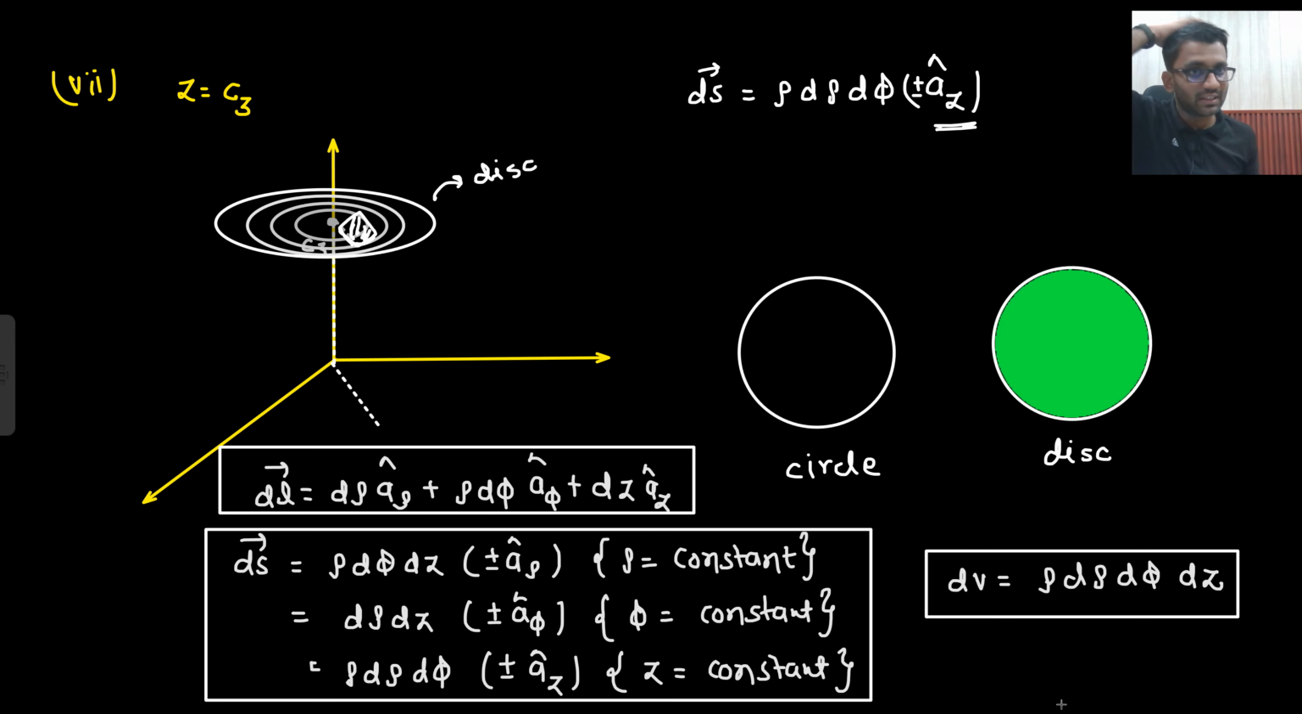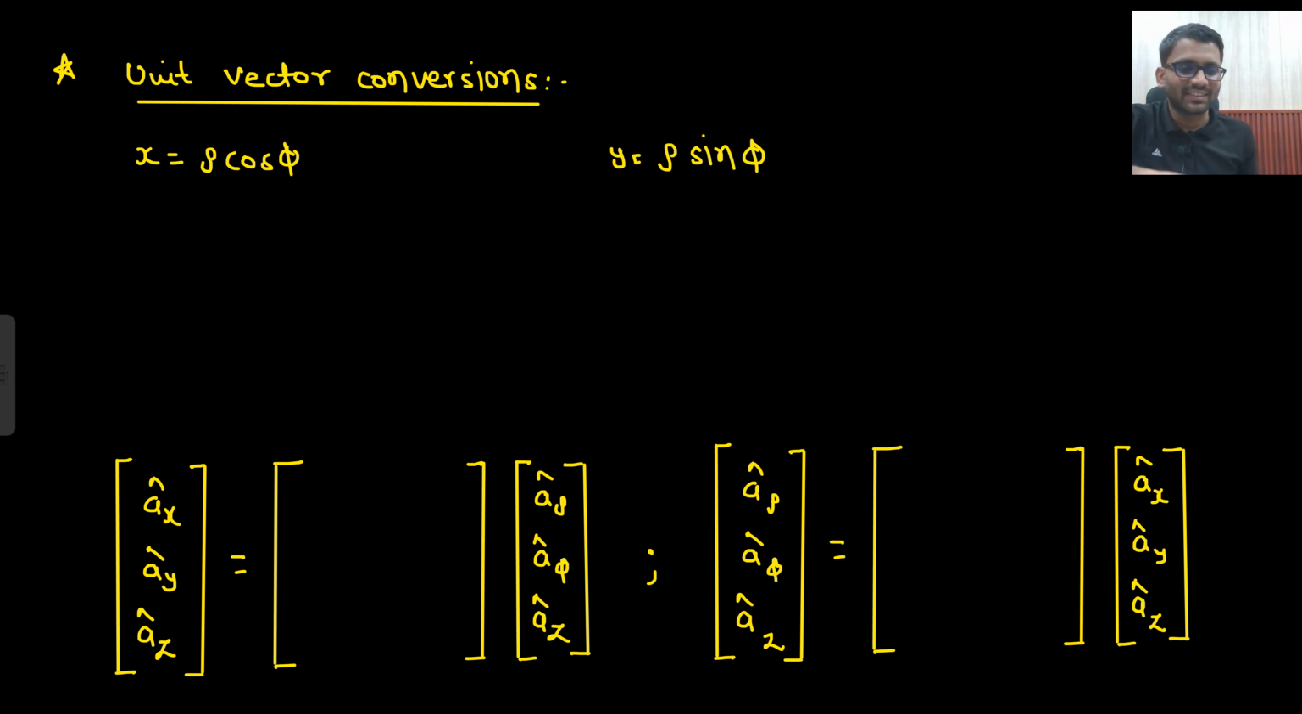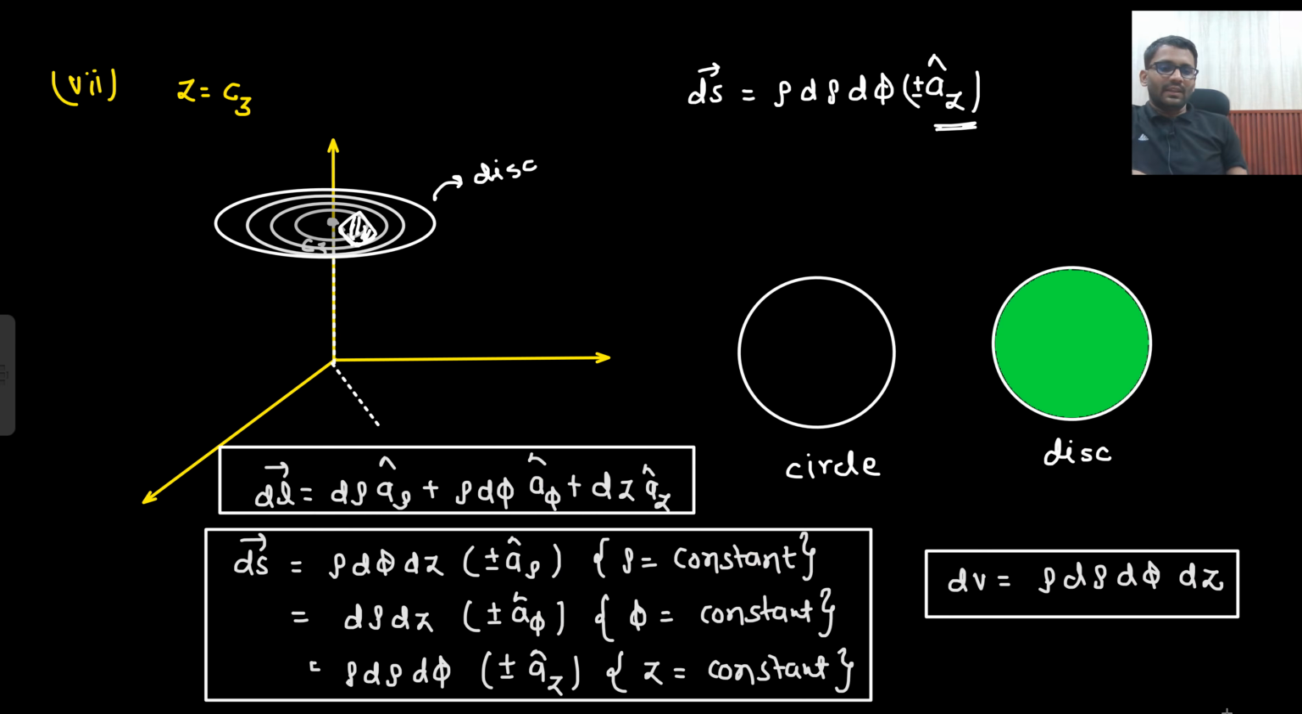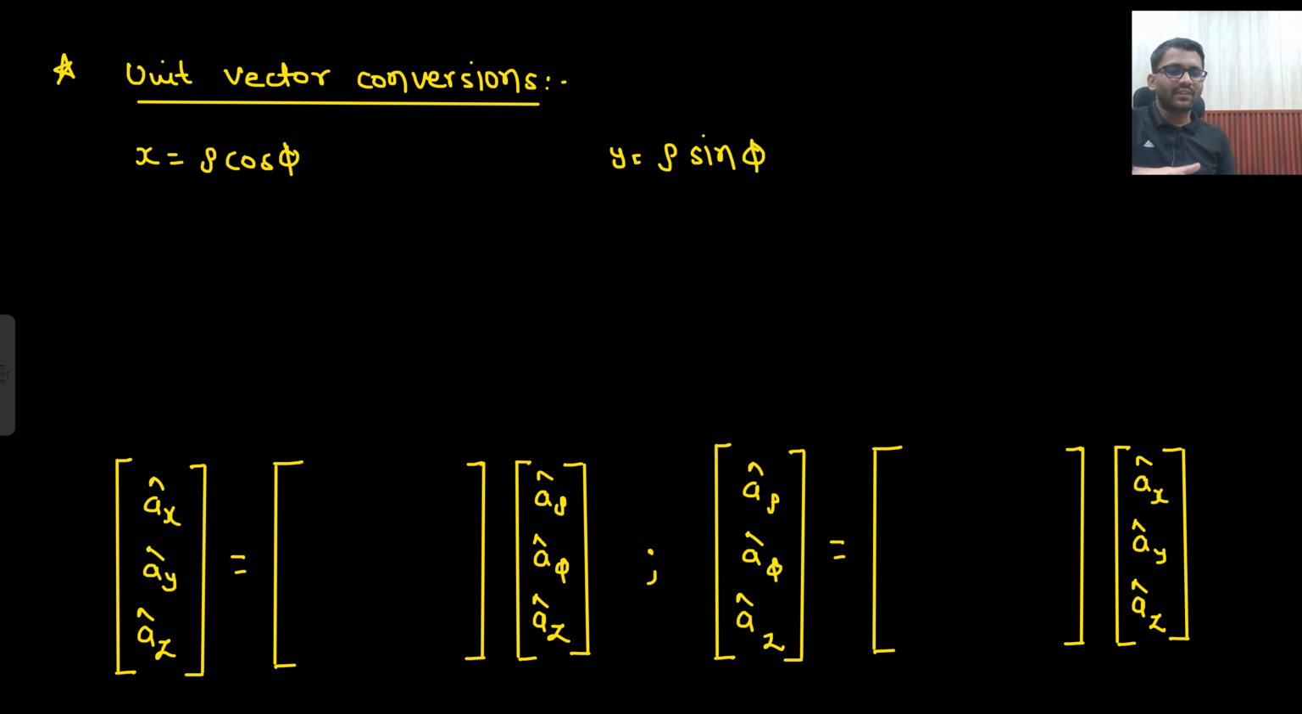And those guys who are studying easy lectures, in the examination they will be much tensed. Okay, not offending anyone, just telling the reality. Okay, then this is the differential volume, this is the differential length, this is the differential surface area. Now one small point was left, unit vector conversion.